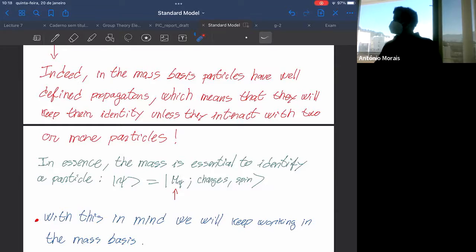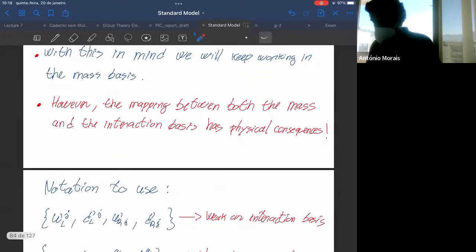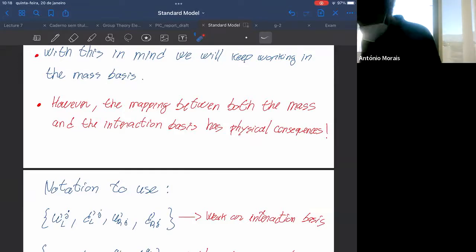So we also know that there are three different neutrinos because of the two mass differences that we know. We know the difference between the masses of two of them. One can actually be massless, but the other two cannot be. And we know the differences between the masses. So let's just keep working on the mass basis, bearing in mind that the mapping between the mass basis and the interaction basis, which we'll also call flavor basis, can have physical consequences, such as flavor mixing, as we will discuss.